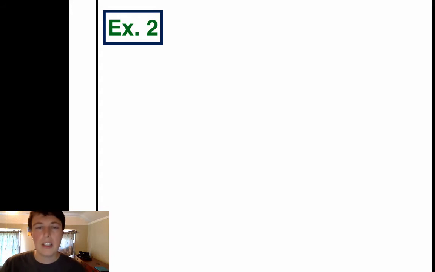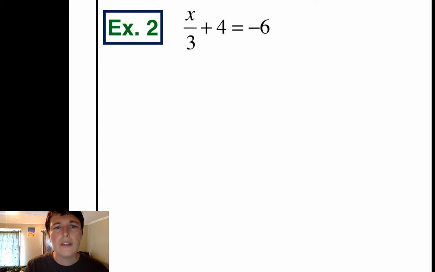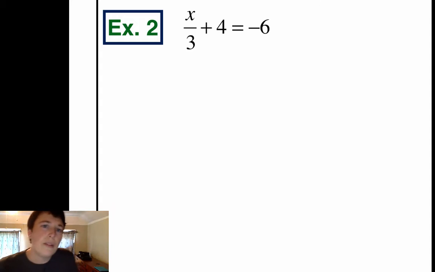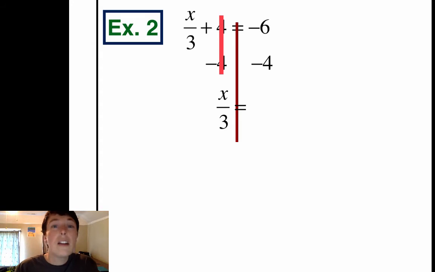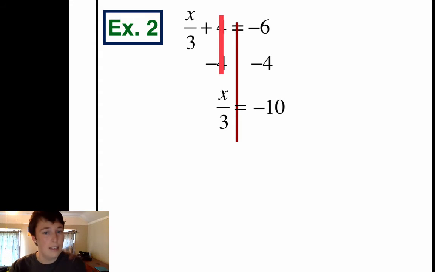Let's try another one. Let's do example 2. So let's solve for x. Let's put a fraction in there. We're going to do x over 3 plus 4 equals negative 6. X over 3 plus 4 equals negative 6. Now, same process. I put a line down the equal sign. I get x by itself. This is one of those ones where I got to take the 4 away first before I do the fraction. So take the 4 away, get rid of it. We're still going to have x over 3. We still have the fraction, and negative 6 and negative 4 combine to a negative 10.